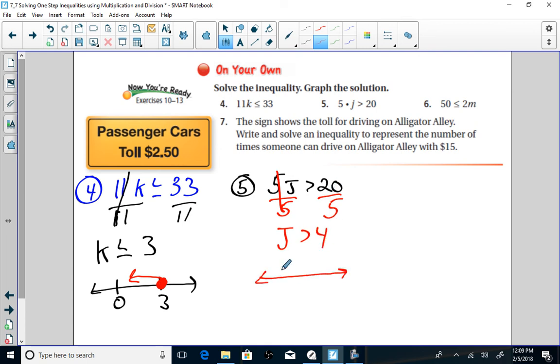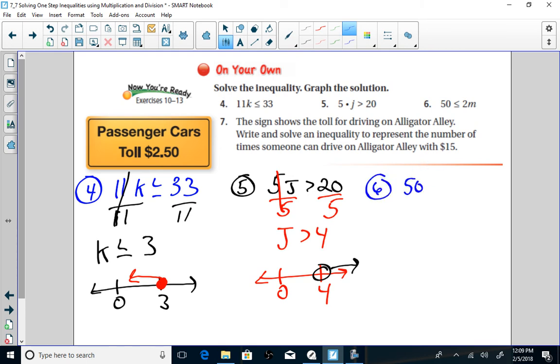All right, I want to graph that. I have 0. 4 is to the right of 0 on the number line. I have an open circle, and my solutions are going to go to the right of 4 on the number line. All right, let's try problem 6.